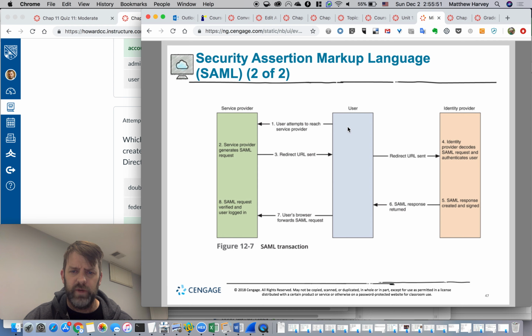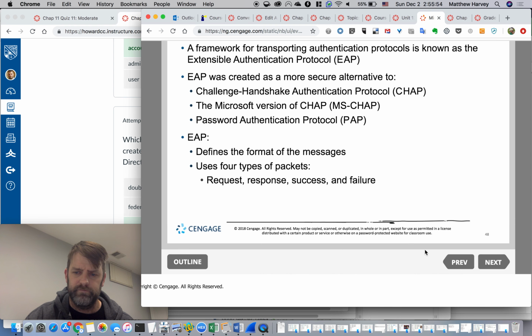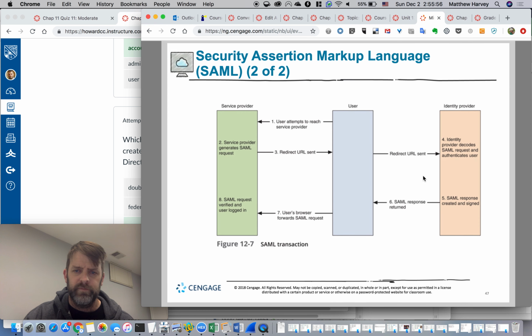So you see what happens here, right? If you look at the order of things, the user is attempting to reach this service provider. The service provider generates a SAML request, which redirects the user to the identity provider, right? So say you want to log in to CNN, but you don't want to have to create a new account. CNN says, hey, you can use your Gmail account to log into CNN. So it will redirect you to Gmail.